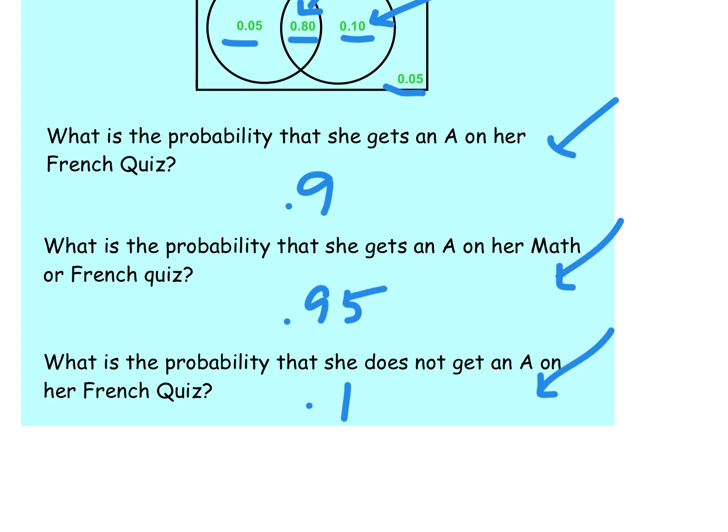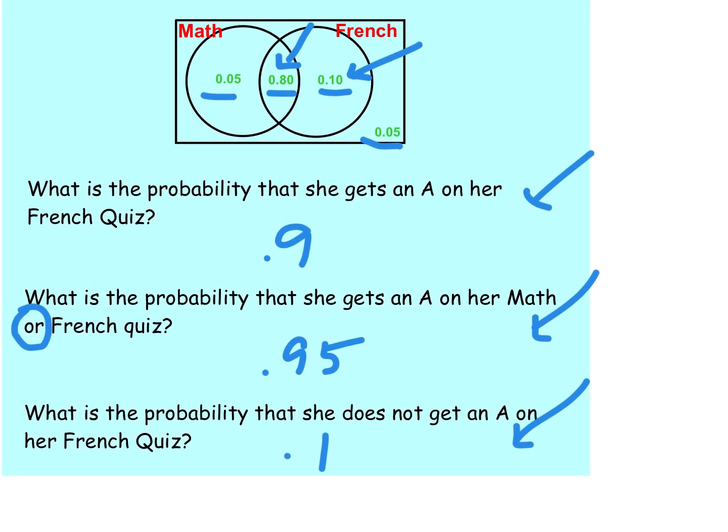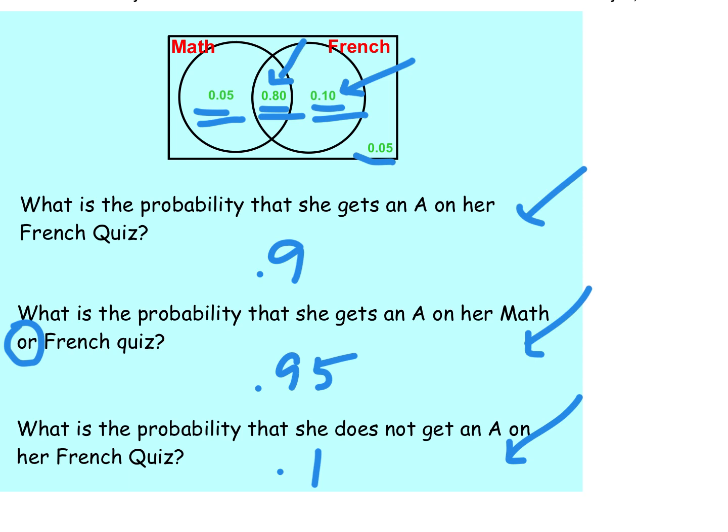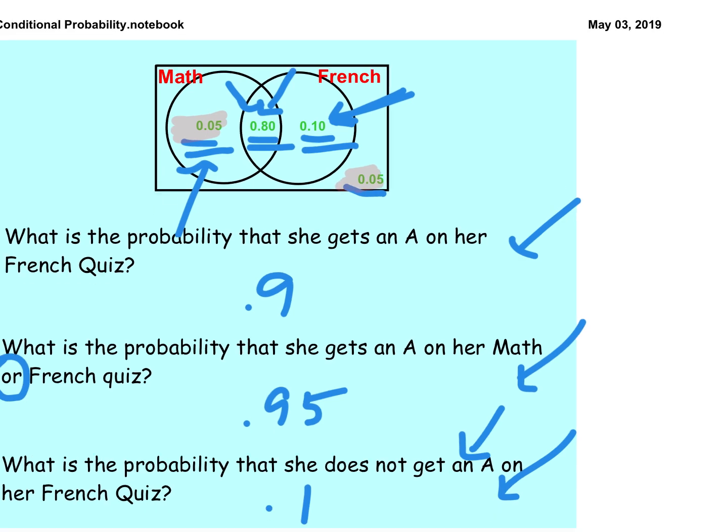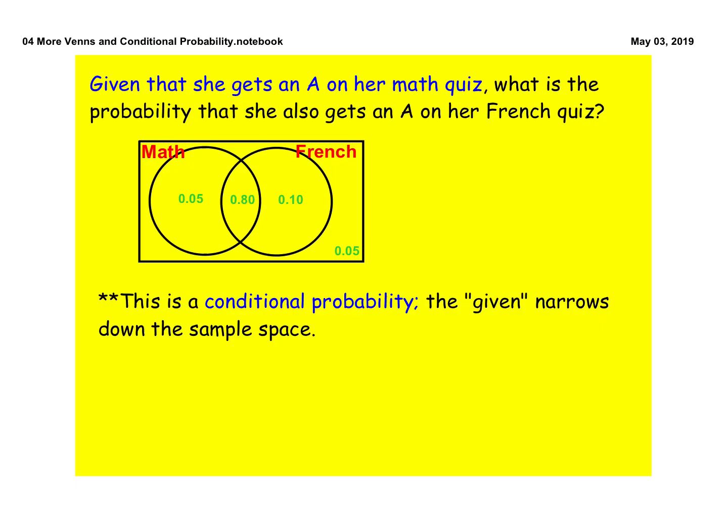Math or French quiz, or, is a big answer. Put all 3 of these together. You could ask them, did you get an A on the math or the French quiz? And they'd say yes. These would say yes, and so would these. All right. Not get an A on French. That's basically not French. And that's these 2. These were not French. These were not French. Not getting a French A, that is, anyway. And put those together, you get the 0.1. All right, moving on.